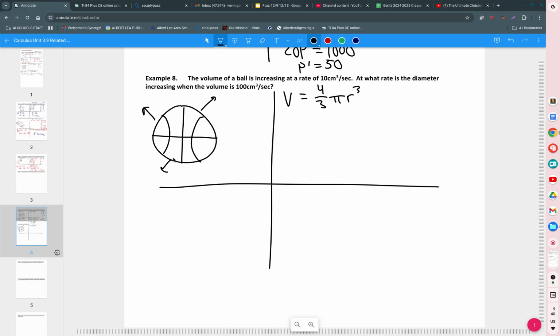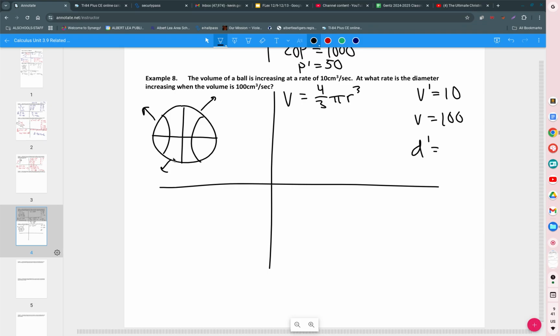Our known is V prime is equal to 10. Our other known is V is equal to 100. What is it that we are trying to find? R prime. Diameter. D prime.